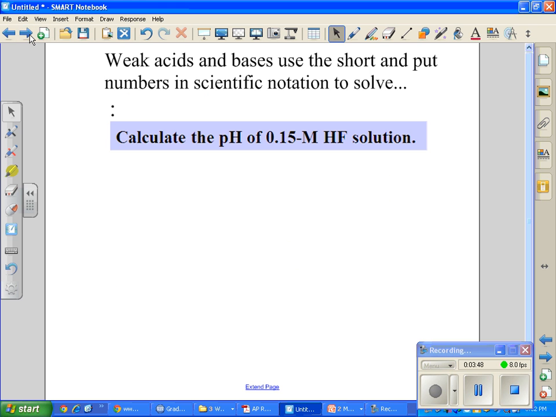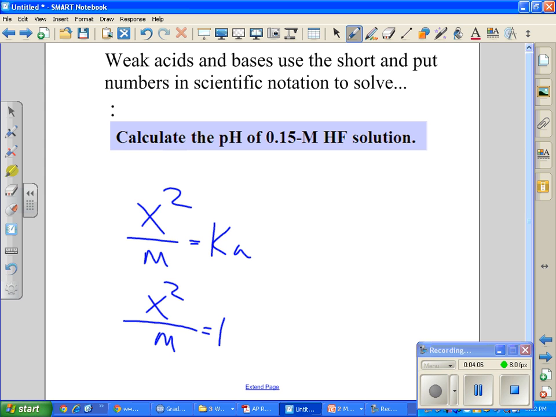Now, weak acids and bases use the shortcut, I didn't write it there, and put the numbers in scientific notation to solve. Remember, for a weak acid, x squared over molarity is equal to Ka, without an ice table. For a weak base, x squared over molarity is equal to Kb.